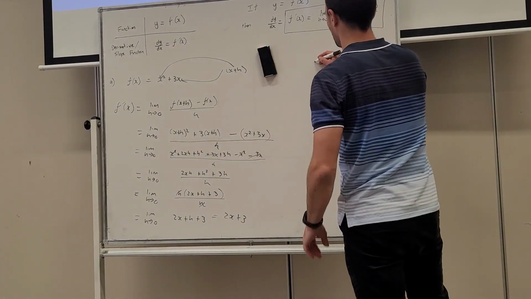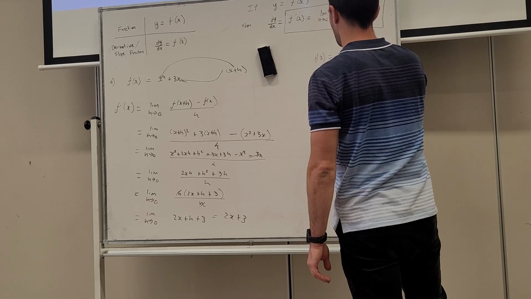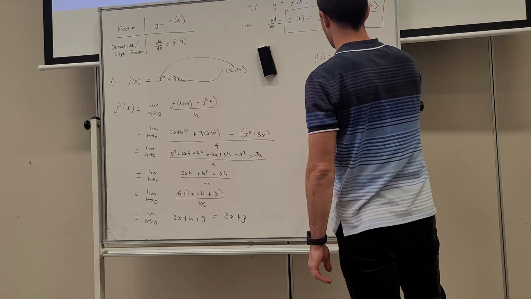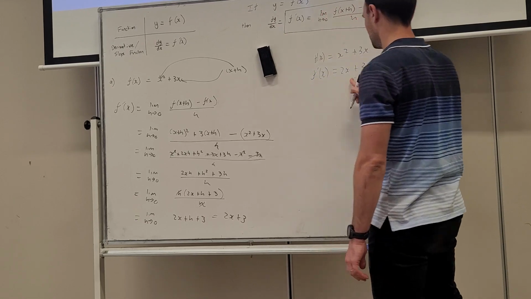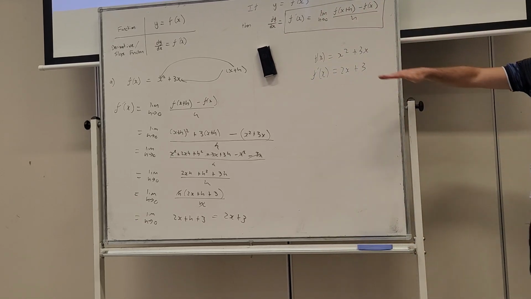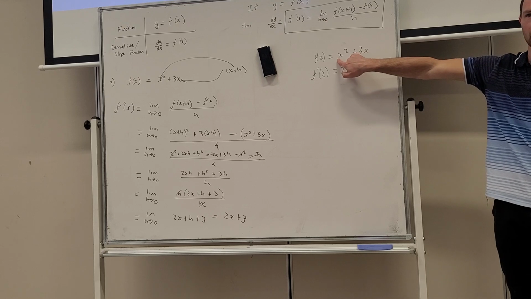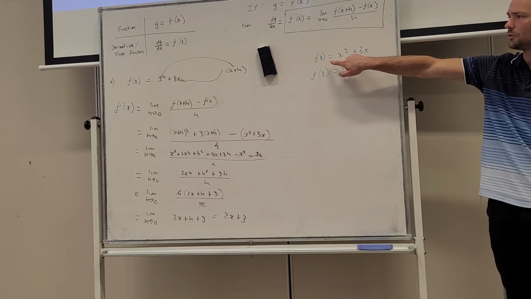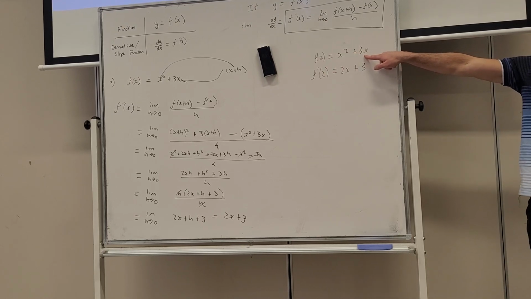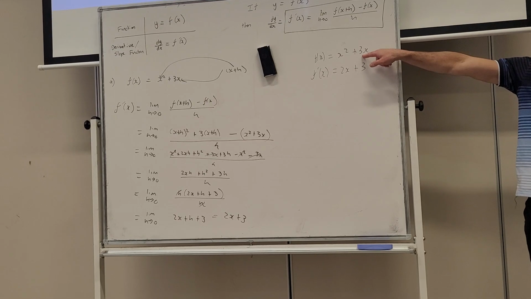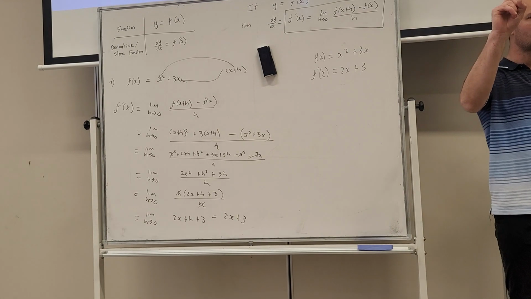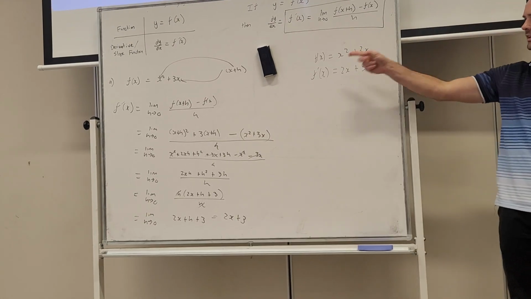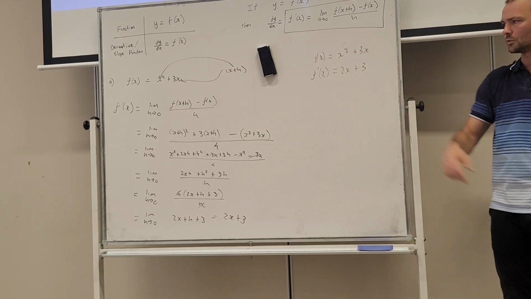So let's write this up. We've got f of x is x squared plus 3x. f dash of x is 2x plus 3. Okay, this is the function. What does the function tell you? The function will tell you the y value for any value of x. If you put the number 1 into the function, it tells you the y value when x is 1. If you put the number 2 in, it tells you the y value when x is 2.